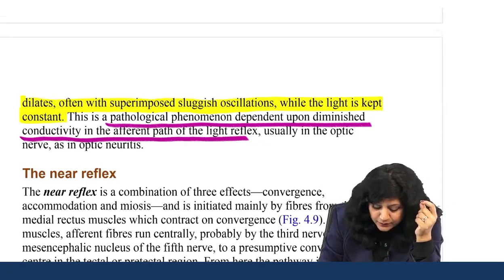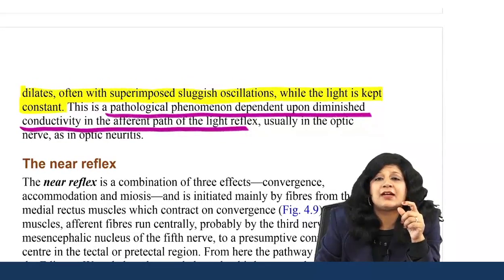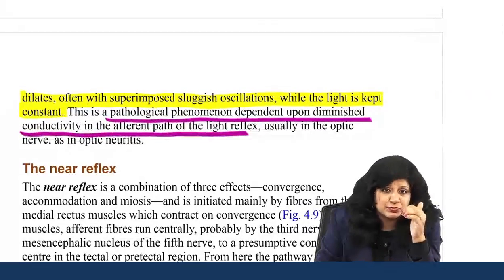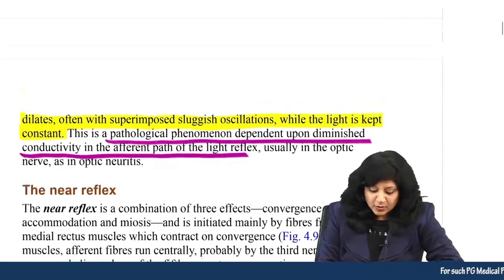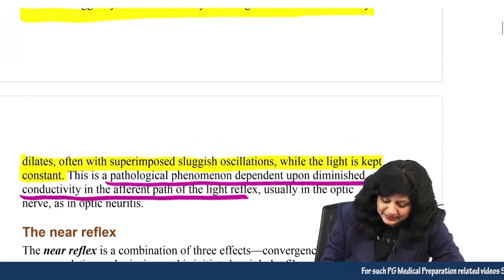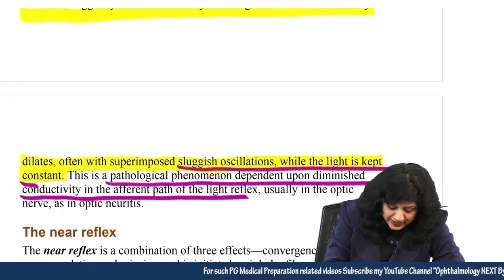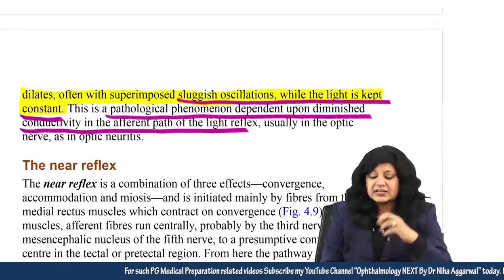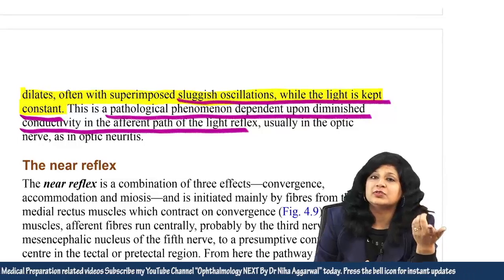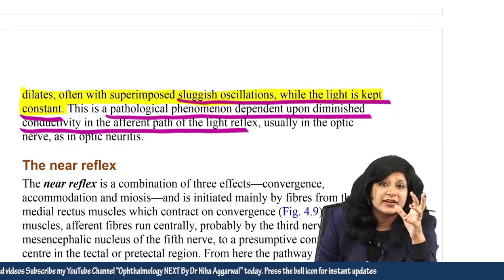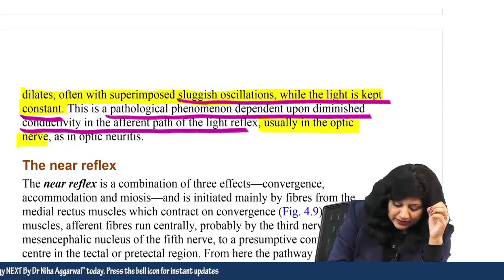So what happens, if you remember what we read in optic neuritis, we have the reduced amplitude of the visual recovery. Why? Because the same thing that they are saying, here you are having sluggish oscillations when the light is actually kept constant. So there is a pathology in the afferent pathway of the pupillary reaction. Due to that, you are getting very sluggish and slow activity, and usually you get this in cases of lesions of the optic nerve, that is your optic neuritis.